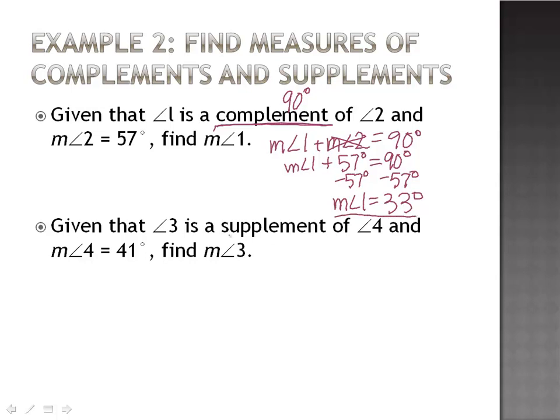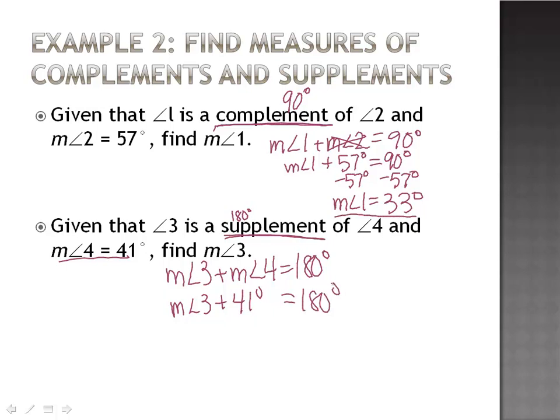Given that angle 3 is a supplement, now think supplement, straight, 180 degrees of angle 4, and the measure of angle 4 equals 41 degrees, find the measure of angle 3. So again, write a little equation. The measure of angle 3 plus the measure of angle 4 must equal 180 degrees because they're supplements. Well, the measure of angle 4 is 41, so I can say the measure of angle 3 plus 41 degrees equals 180 degrees. To solve for the measure of angle 3, I'll subtract 41 degrees from both sides. So that makes the measure of angle 3 equal to 139 degrees.